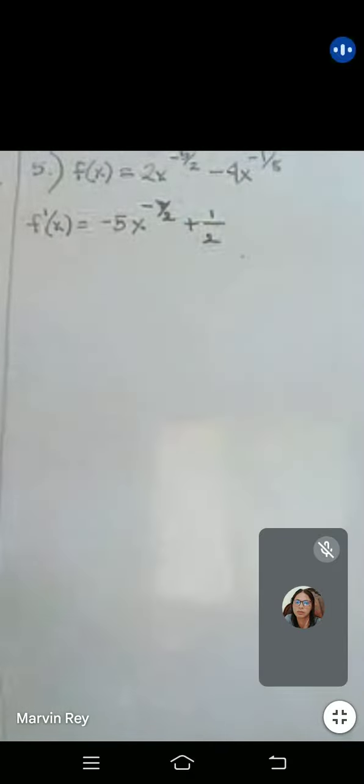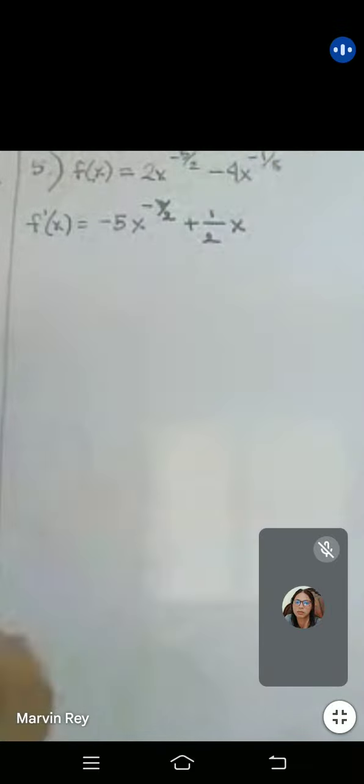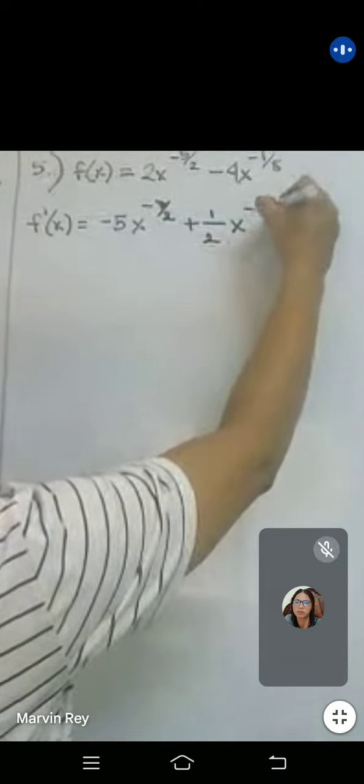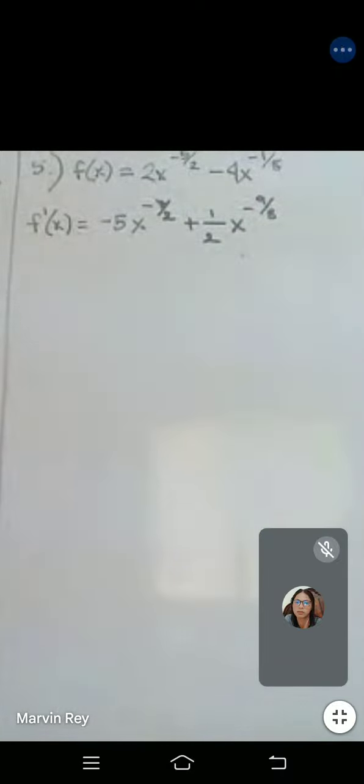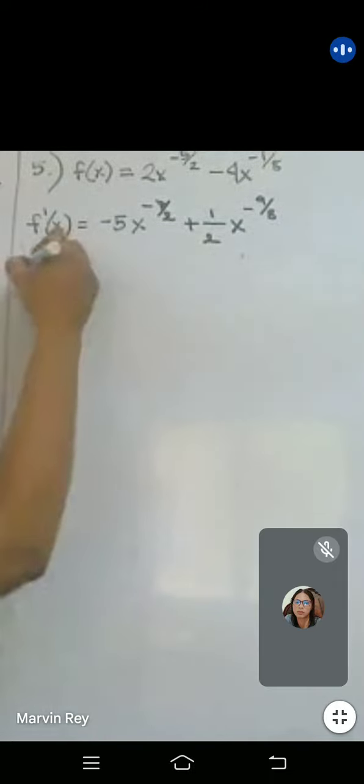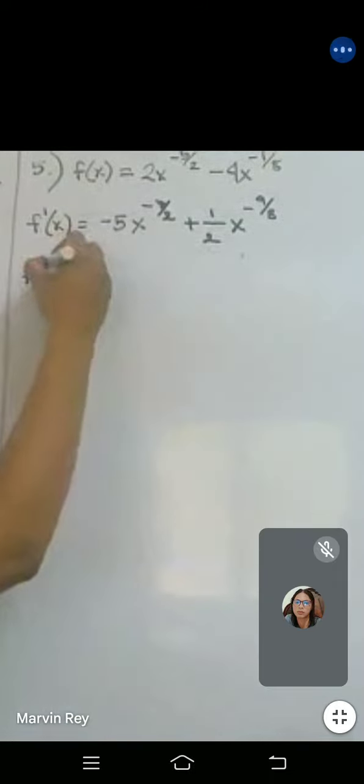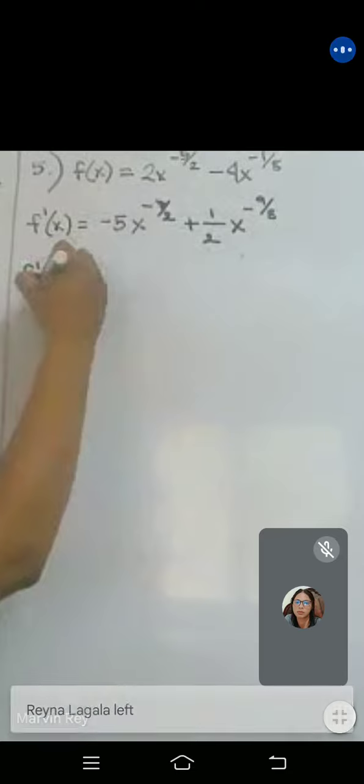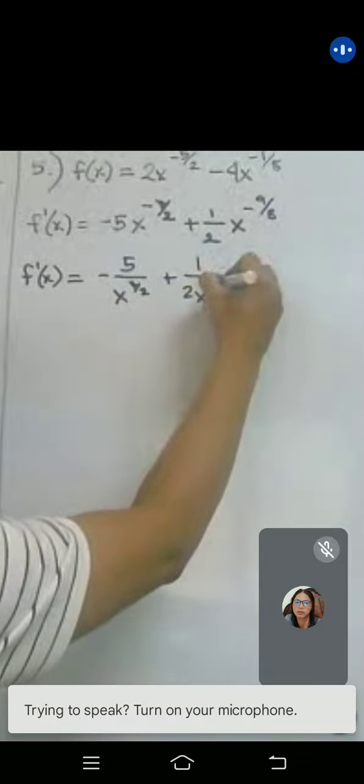So 4 over 8 is just equal to how much? 1 half. Right? So it is 1 half. Times x, negative 1/8 minus 1 is how much? Negative 9 over 8. Okay? Then to simplify, you just have to eliminate the negative exponent. Therefore, the negative exponent will be transferred to the denominator. Negative 5x 7 over 2 plus 1 over 2.